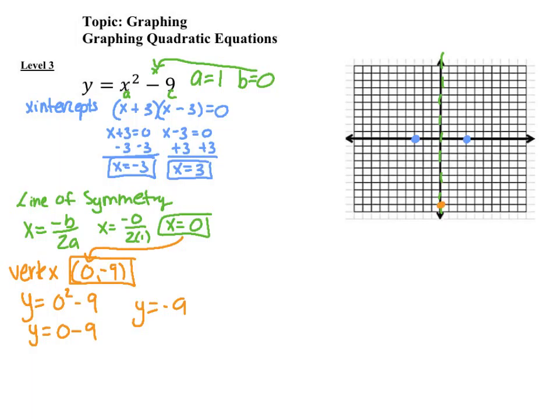Finally, the last thing I need to do is actually draw the graph. So I'm going to connect all the dots with that orange being my minimum value.